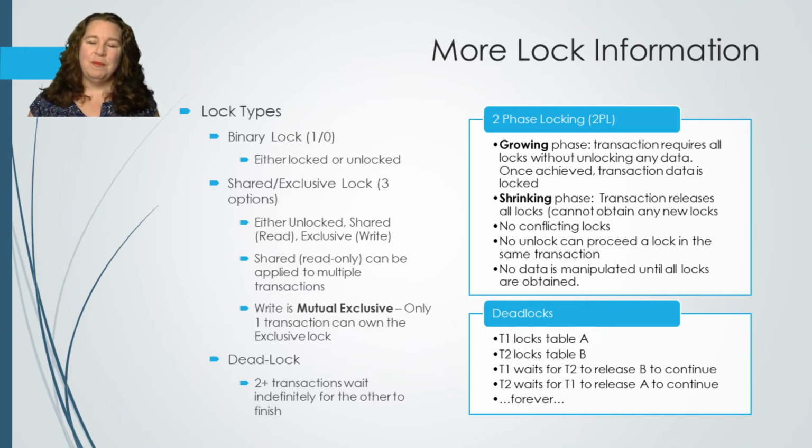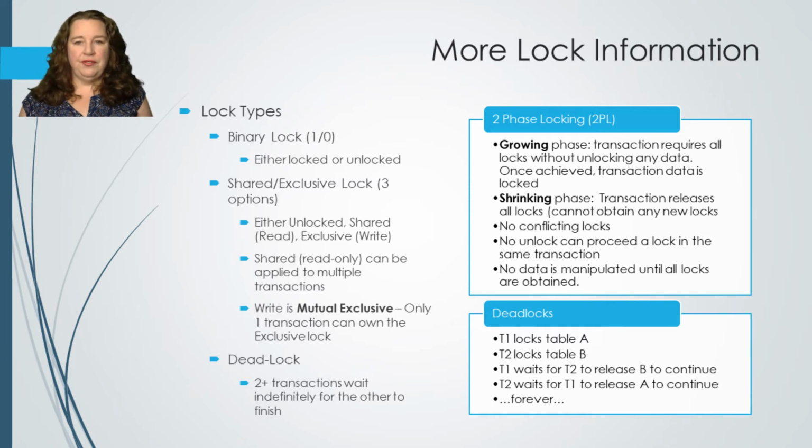Now, something that happens a lot if you have your locking done badly is what we call a deadlock. Deadlock is where two or more transactions are trying to edit information and they both end up waiting on the other one. Okay, when we lock, we talk about two-phase locking or 2PL. The two-phase locking has two different phases. It is the growing phase and the shrinking phase.